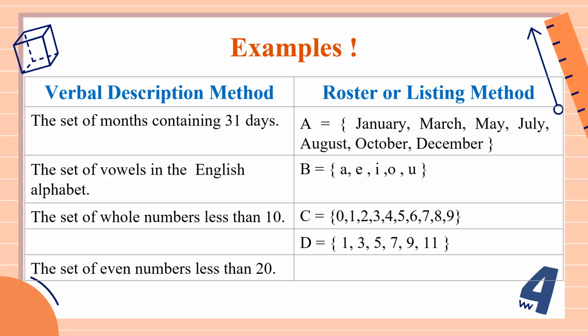So how about this one, class? Letter D, we are given the roster or listing method. How will you write this one in verbal description method? What have you noticed, class? We are given 1, 3, 5, 7, 9, 11. These are odd numbers, right? So we can say the set of odd numbers less than 13. Or you can also say the set of odd numbers less than 12. This will be the answer, class, for verbal description method given the roster or listing method.